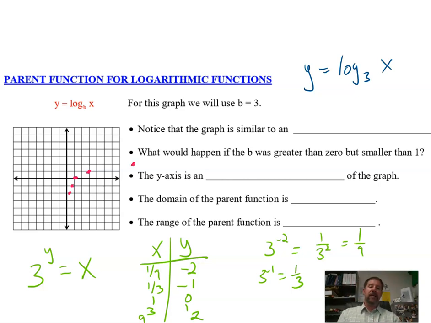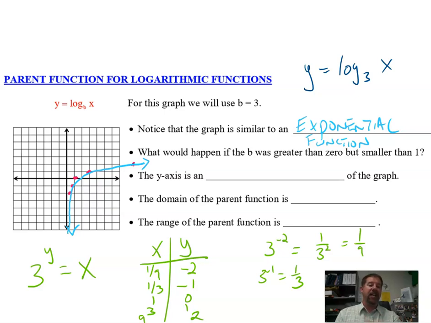So if we look at this, we're going to get a graph that kind of looks like this. And similarly to our exponential functions, okay, we're going to have an asymptote. Only this time it's a vertical asymptote. And it's going to look something kind of like that. So notice this graph is similar to an exponential growth, or at least an exponential function. It has just been flipped on its side, right? Now instead of going up and down, now it's kind of going left and right. What would happen if the b was greater than 0 but smaller than 1?